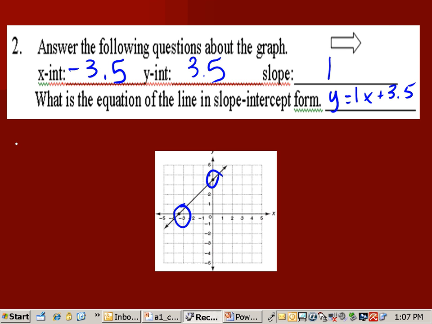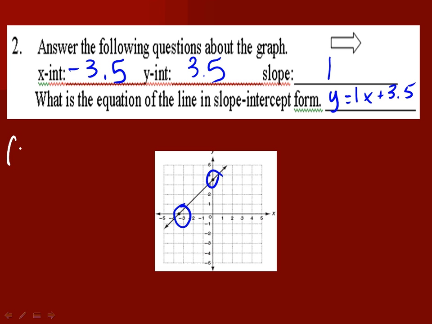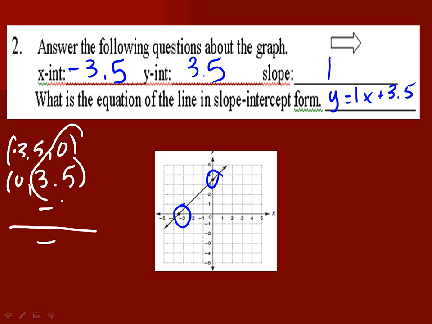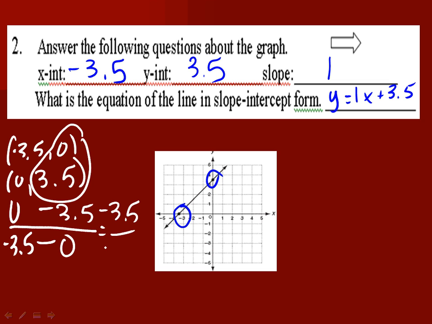Okay, you could use the x-intercept, which is negative 3.5, 0. The y-intercept is 0, 3.5. Draw the line, minus signs. So you subtract this on top, so it's 0 minus 3.5. And the bottom is negative 3.5 minus 0. So that's negative 3.5 over negative 3.5, which is 1.